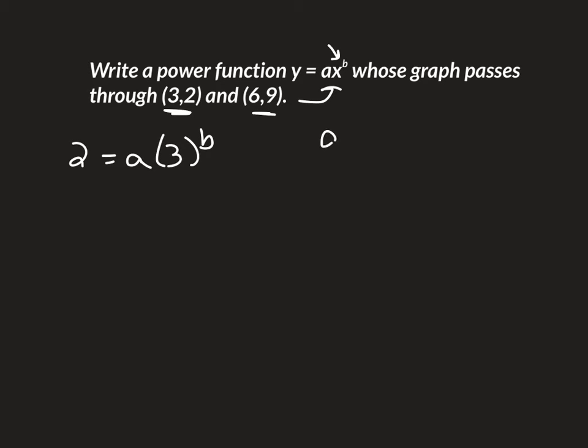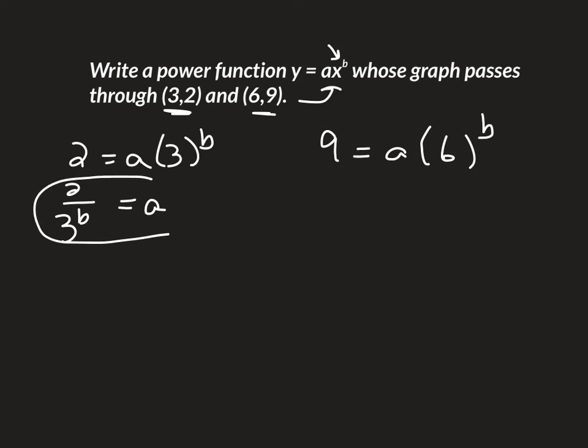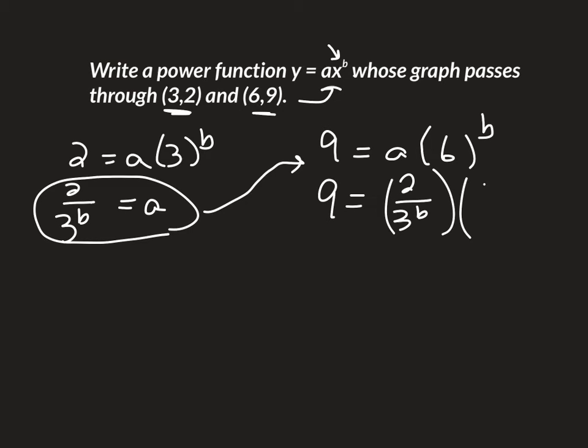Same thing with the second one: put the 9 in for the y, put the 6 in for the x to the b power. Okay, solve this for a, I'll get 2 over 3 to the b power. And I'm going to do just what I did last time. I'm going to take that a right there and plug it in the other equation. So I'm going to have 9 equals 2 over 3 to the b power, times 6 to the b power.